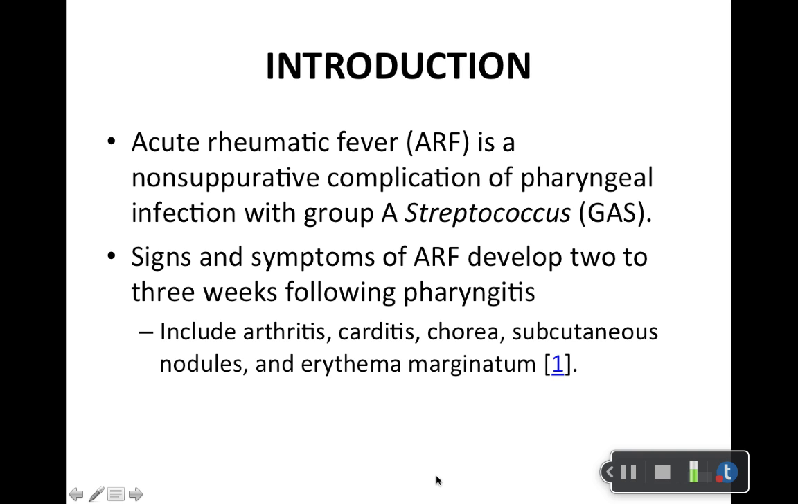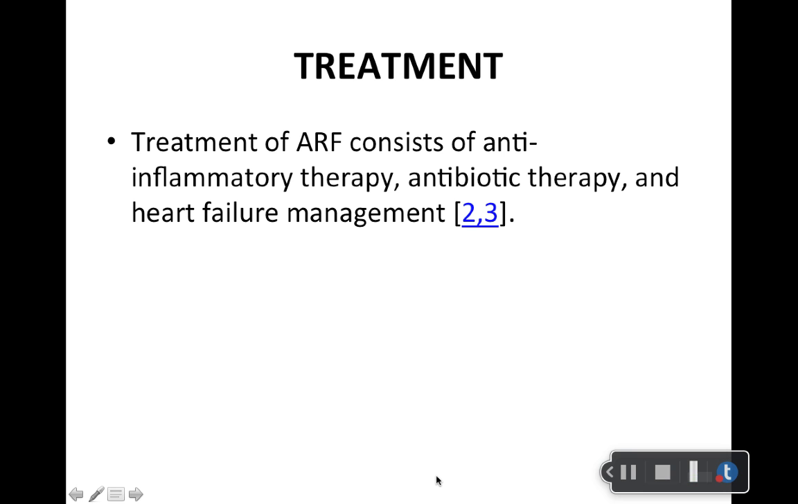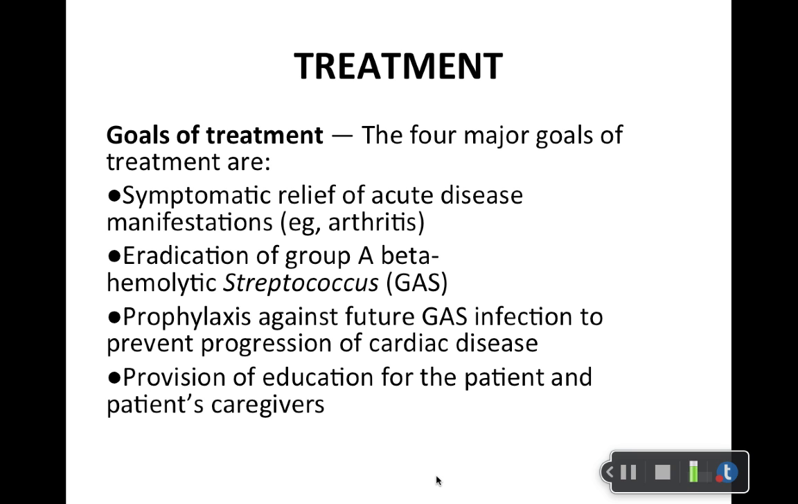So the main bug we're worried about is group A streptococcus. Treatment. So we need to think about anti-inflammatory, which we haven't been over, but I'll highlight a couple. Don't stress too much about them. You will be getting a full proper lecture on anti-inflammatory drugs. Antibiotics, you've already had those, but I'll highlight some. And then heart failure management, again, you've had some of that in this module, but don't stress about it too much for this presentation. Here are some goals of treatment, and the big reason we're talking about it today is because you want to get rid of the GAS, or the group A beta hemolytic streptococcus. So that is why we're here, but definitely read through all this.